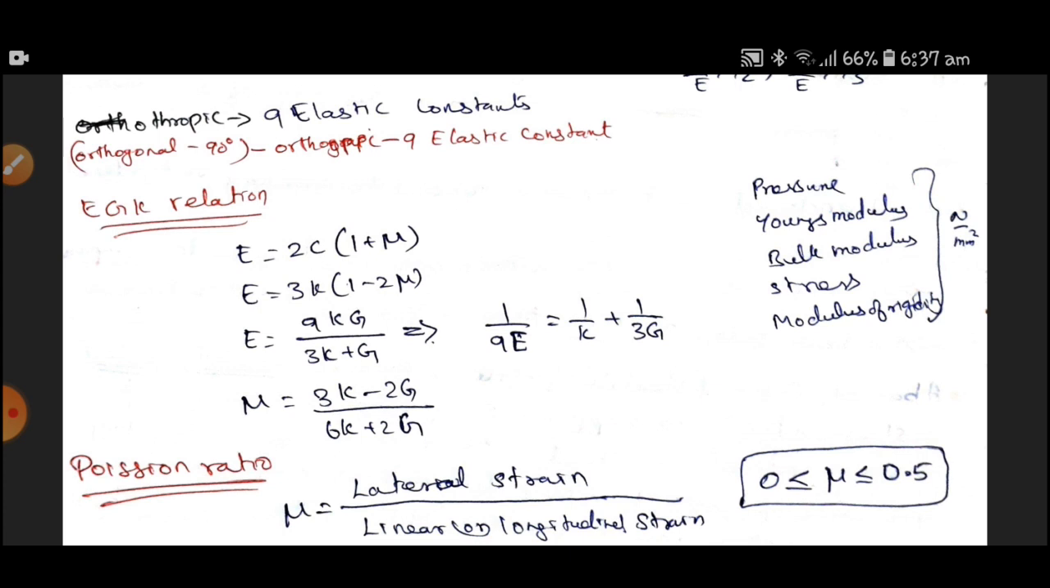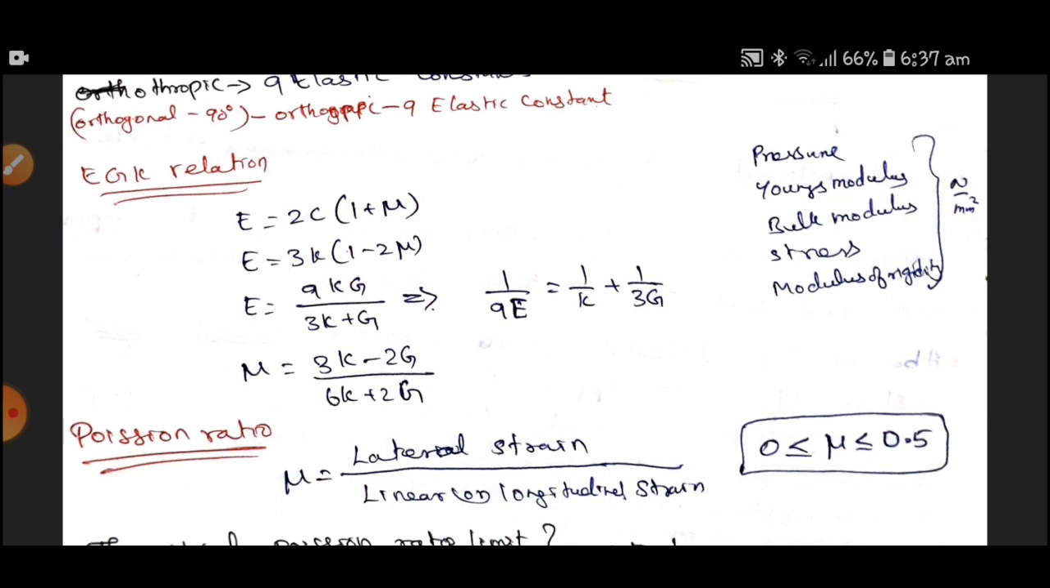Here, I wanted to let you know that there is a common unit for pressure, Young's modulus, bulk modulus, shear modulus, as well as stress. All the units are in Newton per millimeter square.